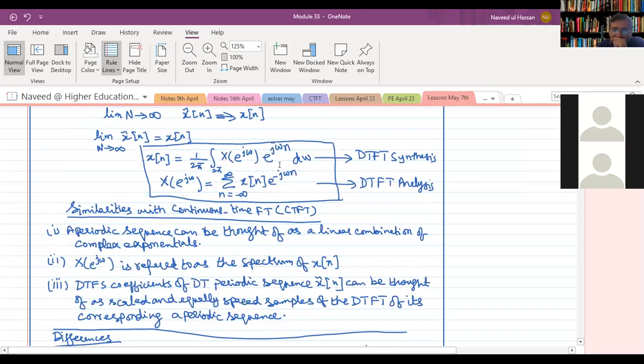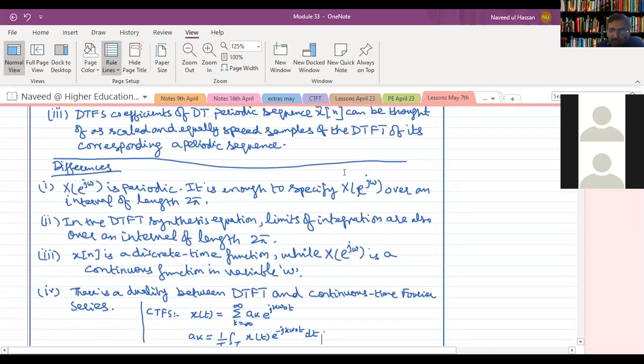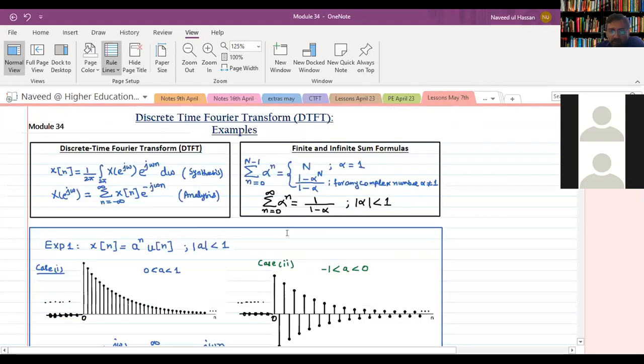So that's why we can say that there is cross duality between discrete time Fourier transform and continuous time Fourier series. Okay. Yes, sir. चलें. So on to the next module now.